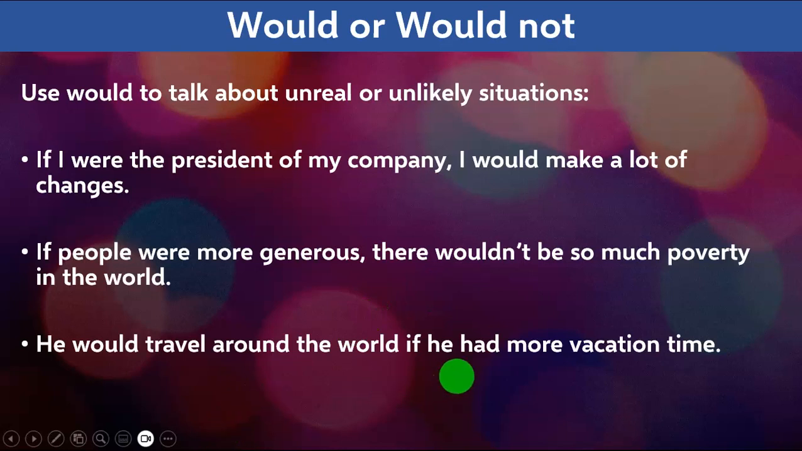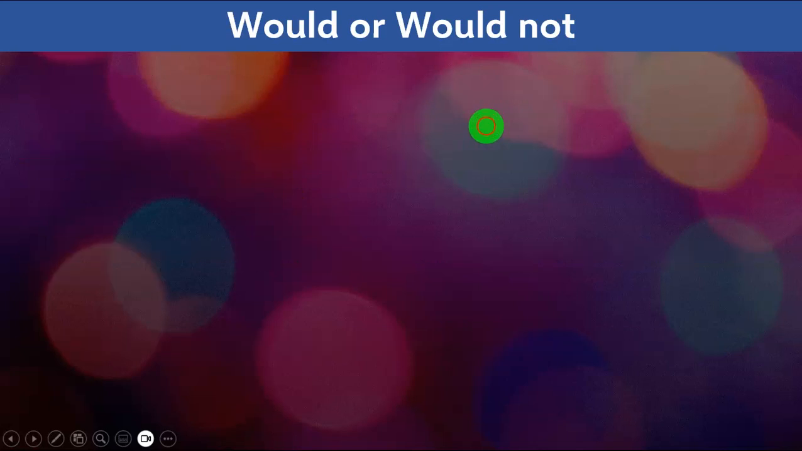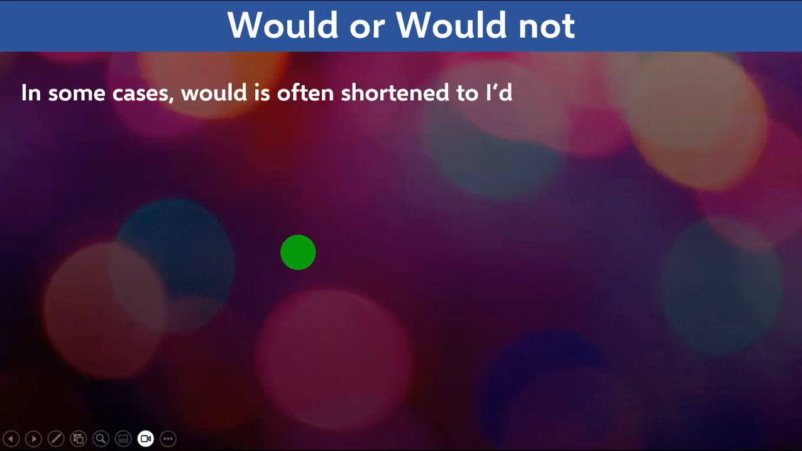He would travel around the world if he had more vacation time. Again, imaginary situation, unreal situation. He does not have so much vacation time, but if he had, he's imagining he would travel around the world. So would or would not is used for unreal or unlikely situations. Let's understand this better. In some cases, would is often shortened to I'd, and it is pronounced as I'd.